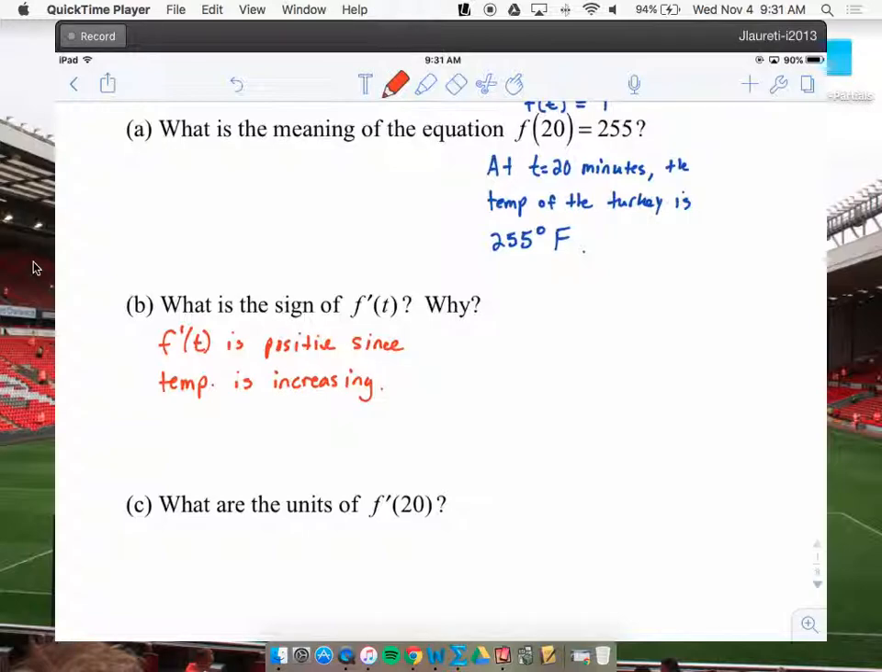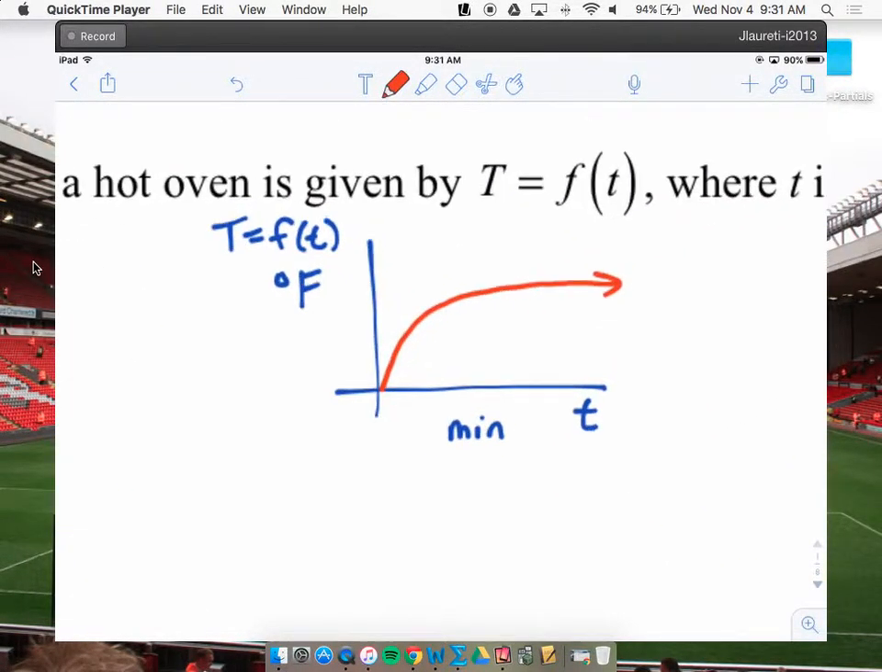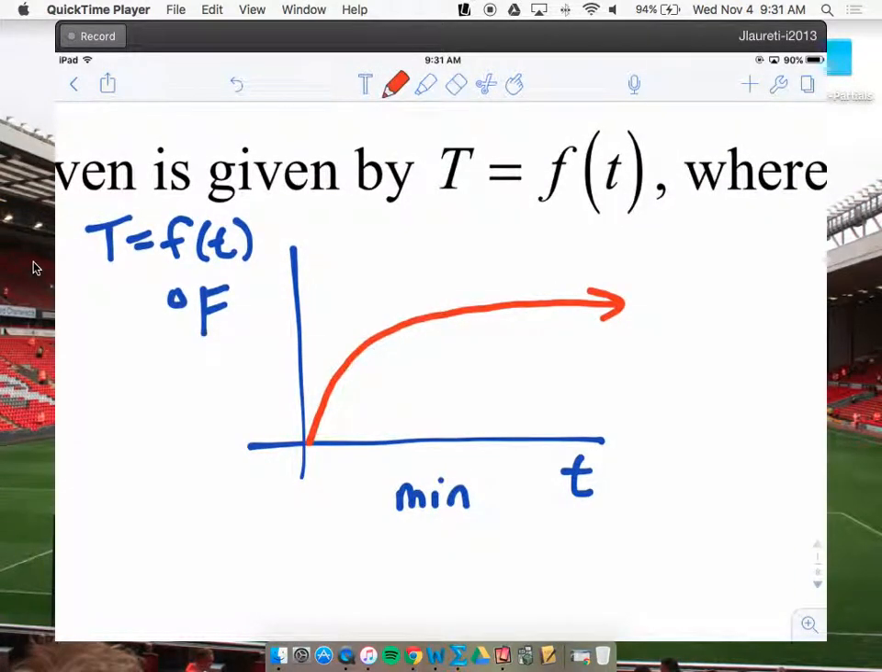All right, next one asks, what are the units of f prime of 20? Anytime you are taking the derivative in an application problem, you need to relate the y-axis units with the x-axis units, right? The derivative is like a division process. You take what you have on the y-axis and divide it by your independent variable, which is your horizontal axis. So if I were to put units on for that, what would it be?